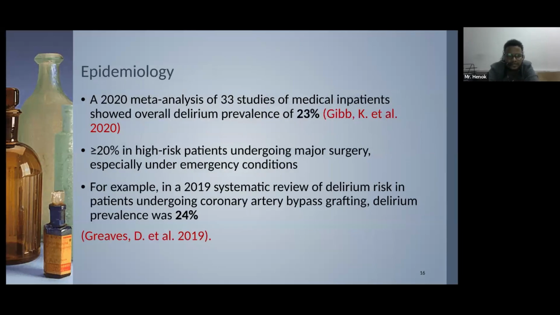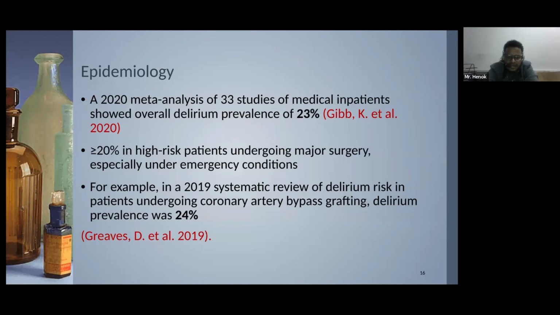When we look at the epidemiology of delirium, there are certain papers that I tried to review. A meta-analysis done in 2020 of 33 studies in medical inpatients showed an overall delirium prevalence of 23%. The risk of delirium is high among patients who undergo major surgery, especially under emergency conditions. Under these conditions, the risk of delirium can rise to more than 20%.